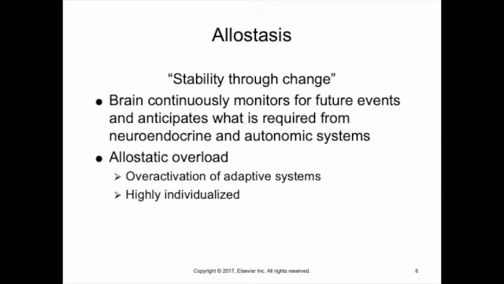Think about something that is occurring chronically or repetitively. This stress can lead to allostatic overload, because although we hope through allostasis to have stability through change, the repetitiveness and the chronicness of these stressors can cause this overload. Allostatic overload is highly individualized, which means that different individuals may experience different thresholds for too much stress, and different thresholds for the various responses.